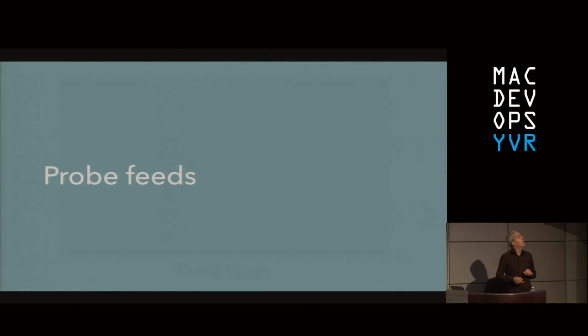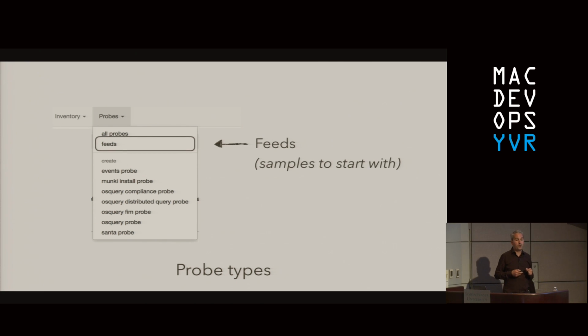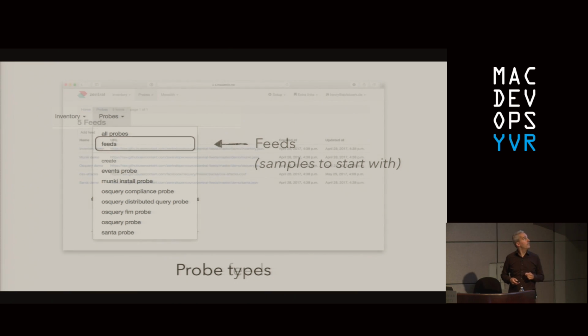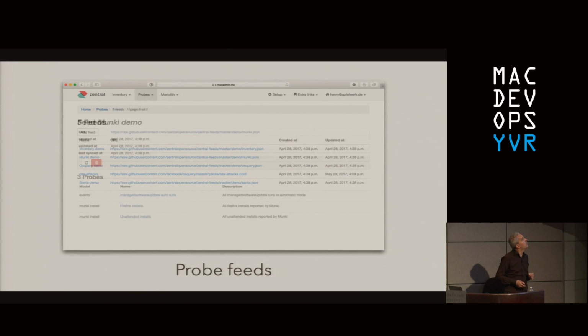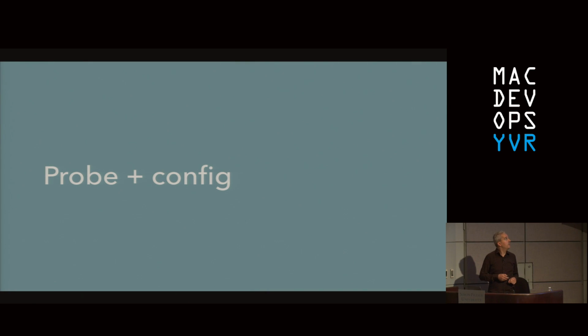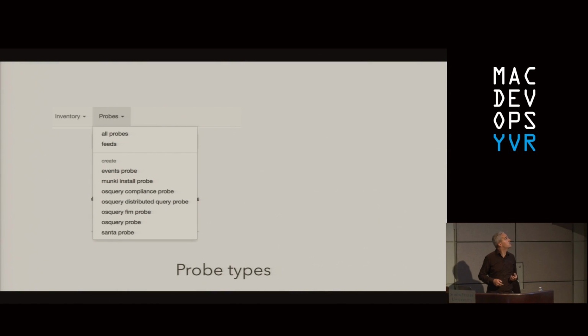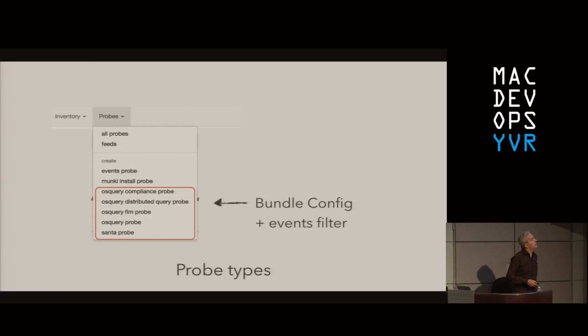And to make it much easier to get started with and also to exchange stuff, we have probe feeds. So probe feeds are practically just JSON blobs that we can import, and they are good samples to start with. So there you can just click on something, the blue ones are links, and then you can just import the probe. And as we also use the probes as the configuration for OSQuery and for Santa, let's have a look into this. There's certain bundle configuration and event filters.